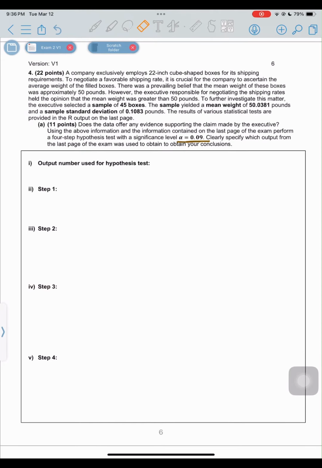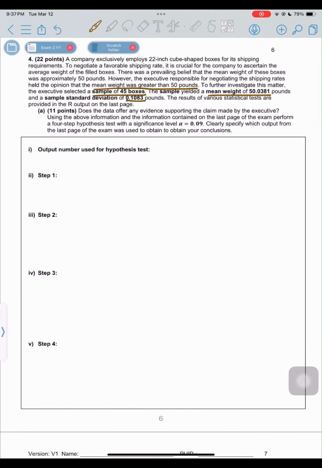Question: a company exclusively employs 22-inch cube-shaped boxes for shipping, blah blah blah. However, the executive responsible for negotiating the shipping rates held the opinion that the mean weight was above 50 pounds. Okay. To further investigate this matter, the executive selected a sample of 45 boxes. The sample yielded a mean weight of 50 point blah blah blah, and the sample standard deviation of 0.1083. And then, does the data offer any evidence supporting the claim? Using this information, use the four-step hypothesis test with a significance level of 0.09.